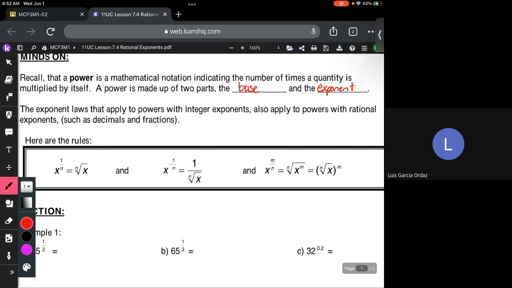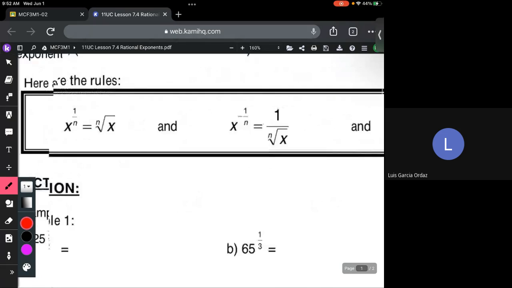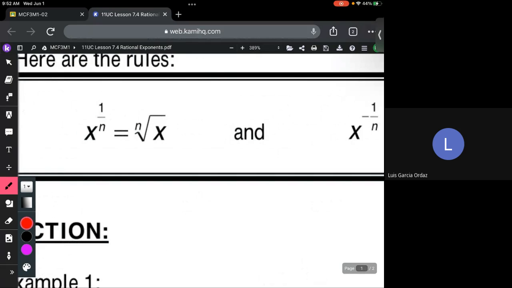So the exponent laws apply to powers with integer exponents, and they also apply with rational exponents. So for example, if you have something that is x to the power of 1 over n, you can write it as the nth root of something. So when we have 4 to the power of 1 over 2, that's the exact same thing as saying the square root of 4, which is going to be what? 2.